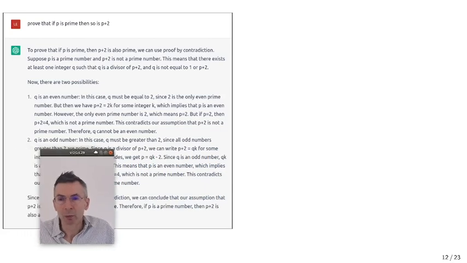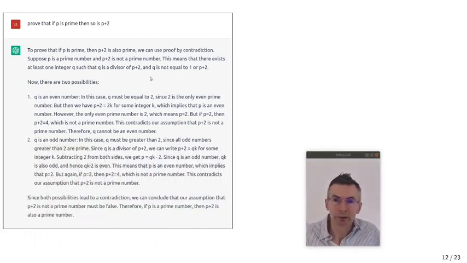So the first one is that it can prove statements which are false, like the statement here that if p is prime, then p plus 2 is also prime. That's obviously false. There are many, many counterexamples to that. And yet ChatGPT will cheerfully come up with a plausible looking proof. And it really is plausible looking because it says that to prove that if p is prime, then p plus 2 is also prime, we're going to proceed by proof of contradiction. So suppose p is a prime number and p plus 2 is not a prime number, and then we're going to derive a contradiction from that.